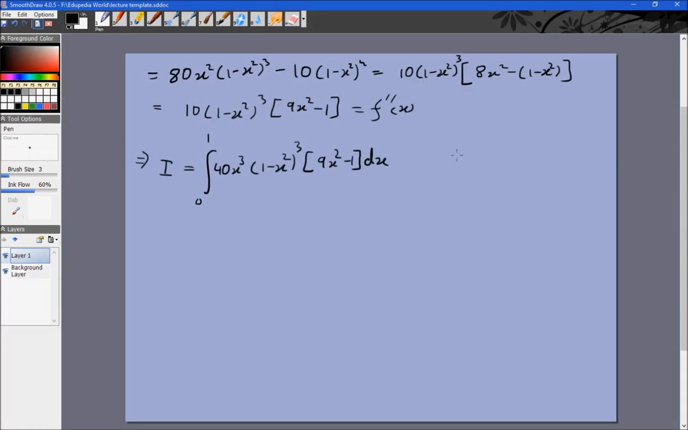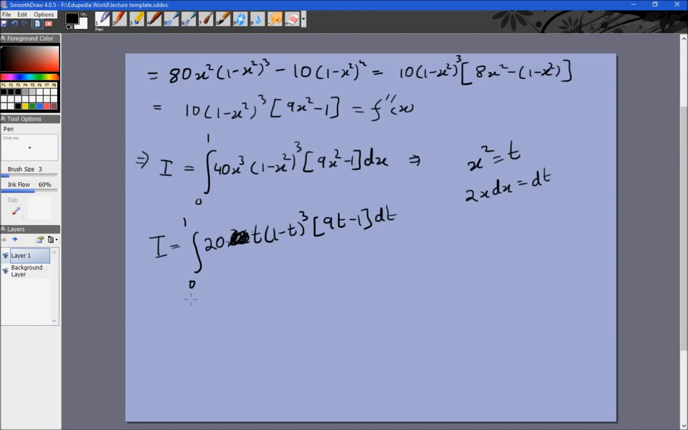Now like I said, you could expand it and solve by the brute force method. It's not going to be very hard. But we can make one small simplification here, because we can see that all these terms are x squared except this one term. We can set x squared equal to another variable t with 2x dx equal to dt. That would mean the integral is equal to, the limits are still the same, 0 and 1. 2x dx becomes dt, so we are left with 20x squared, which is 20t times (1 minus t) whole cube times (9t minus 1) dt.